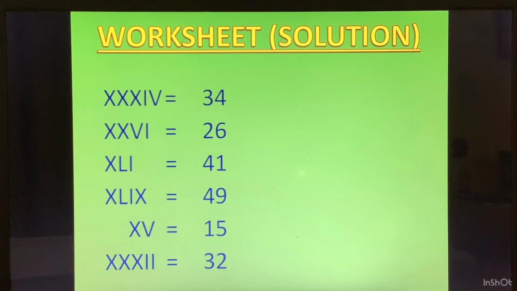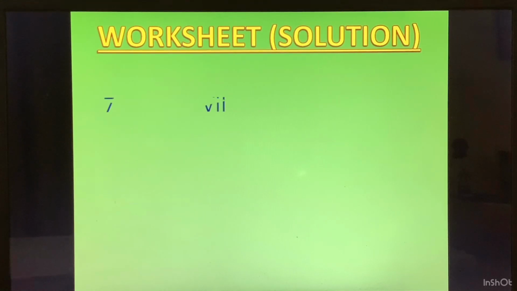If you have got all correct, give yourself 6 marks. Otherwise, 1 mark per correct answer. We have 7. 7 is written as 5 plus 2. 5 is V. And on its right, we will write II. VII.